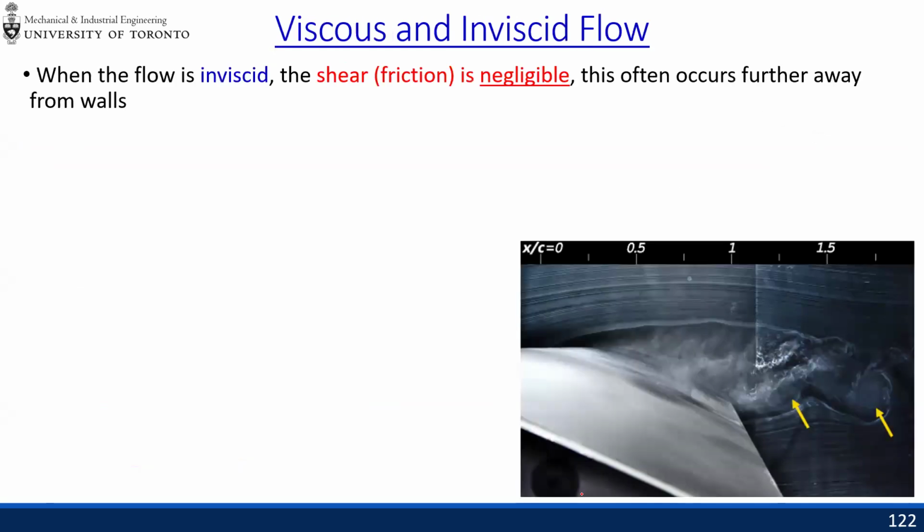Now, a quick recap on viscous and inviscid flow. Primarily, this is related to the effect of shear or friction. When we're talking about inviscid flow, usually we're looking at areas further away from any surface or wake, where the flow is usually more uniform, more streamlined, straight, clean. There's not too much interference or fluctuation.